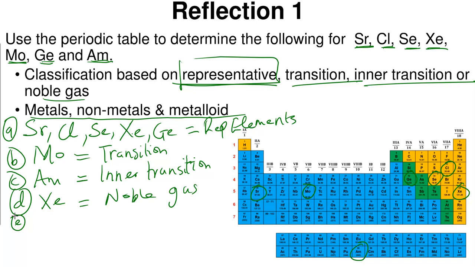What about the metals? Let's classify them as metals. Which are the metals here? Let me use a different color. Strontium is a metal. Molybdenum is a metal. Americium is a metal. I know those three are all metals. The rest are non-metals. So let's write them there. So the metals will be strontium, molybdenum, and americium. Remember, this blue shade here are the metals. They're all metals.